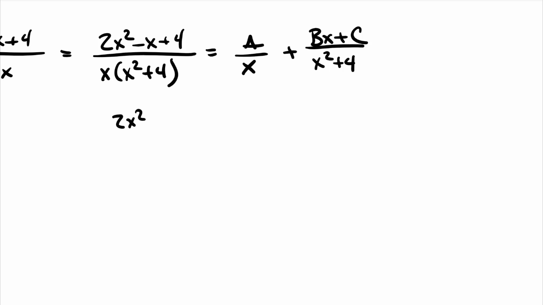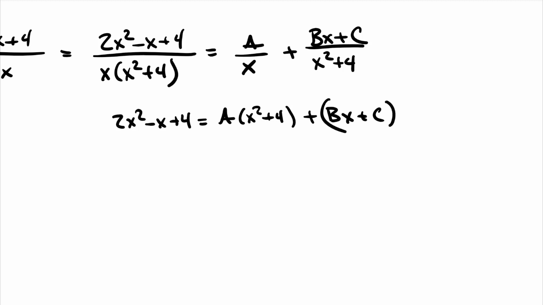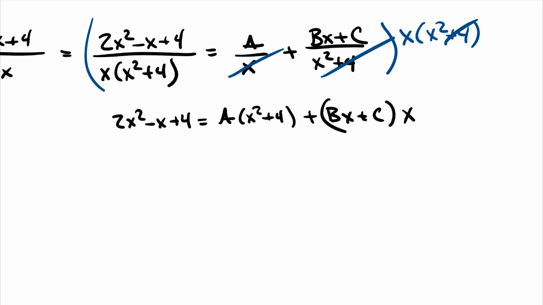So we get 2x squared minus x plus 4 is equal to A times x squared plus 4, plus Bx plus C times x, right? Because we're just multiplying by x times x squared plus 4. So that cancels out, just leaves you with the x. The x cancels out, just leaving you with that. Okay. Now we're in another situation where if you plug in x equals 0, we can solve for C.